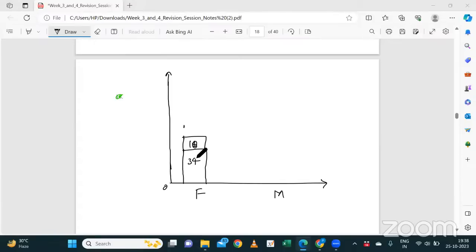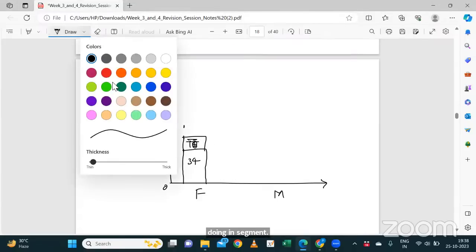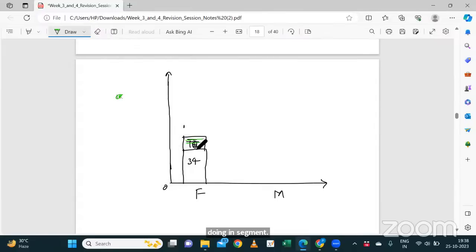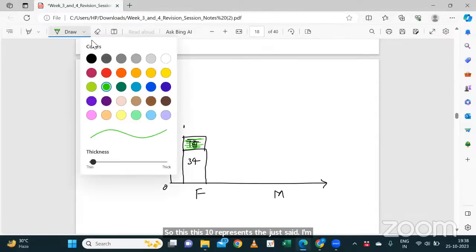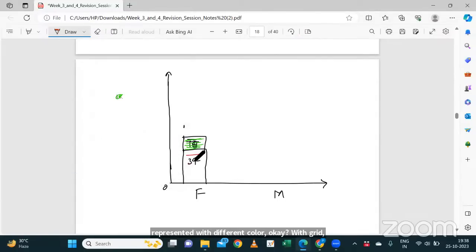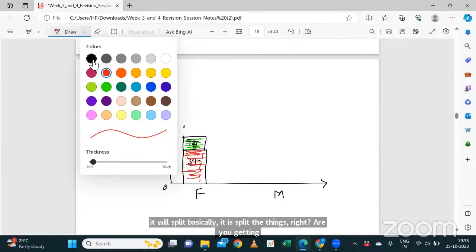Basically, a bar chart is for count, and a segmented bar chart is also for count, but we are doing it in segments. This 10 I represent with a different color, green, and this 34 is red. So it splits the things. Are you getting my point?